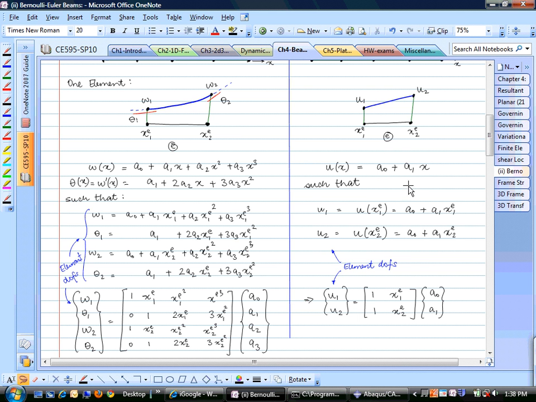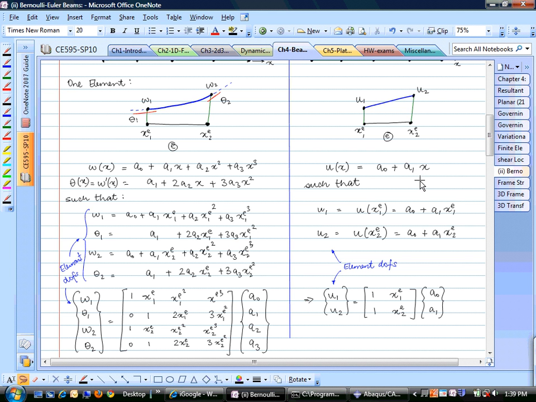That is what we do in Ritz approximation. But if you use the finite element formulation, you can express these A0 and A1 in terms of the degrees of freedom. So these are the element degrees of freedom. If you just write these two equations in the matrix form, you get this. And now you can take this matrix on the other side and invert it to calculate what A0 and A1 would be. And then you plug that back in here, and that's how you generate the shape functions.